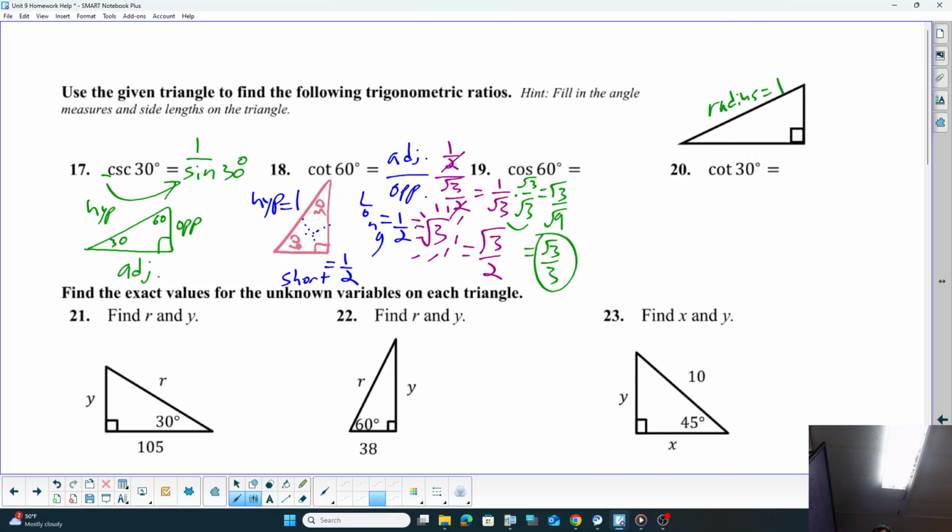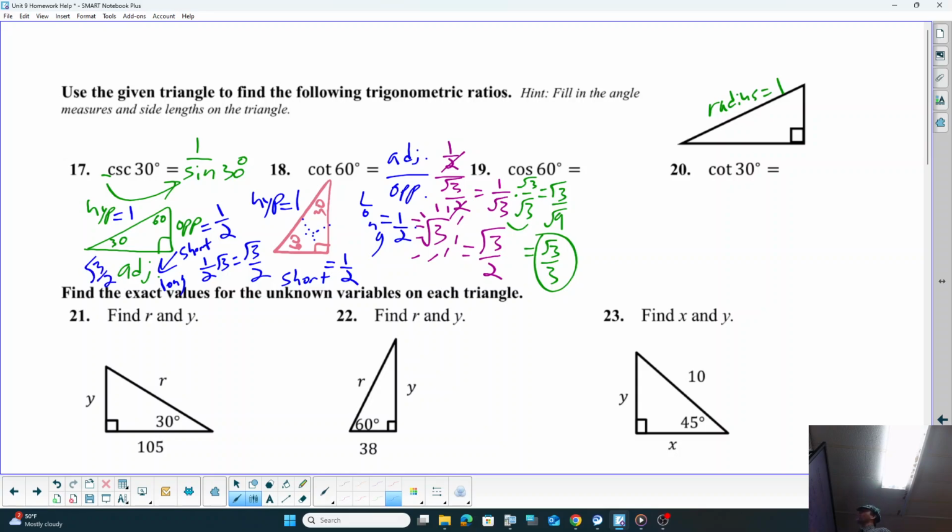We're going to use radius of 1. So if the hypotenuse is 1, then we go from the hypotenuse to the short leg, and we're just going to divide by 2. That'll cut it in half. And then the adjacent side in this particular problem is going from the short leg to the long leg, and that's multiplying by radical 3. So that'll be 1/2 times radical 3, which is radical 3 over 2. And that's what the adjacent side is.